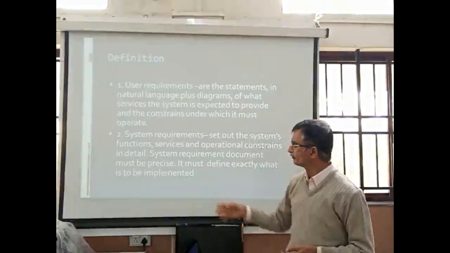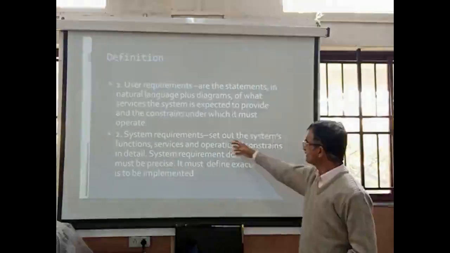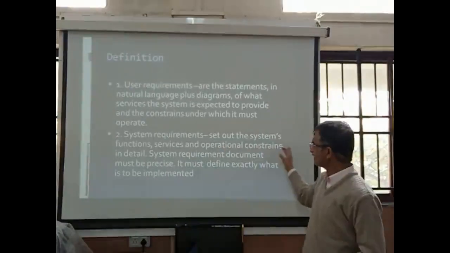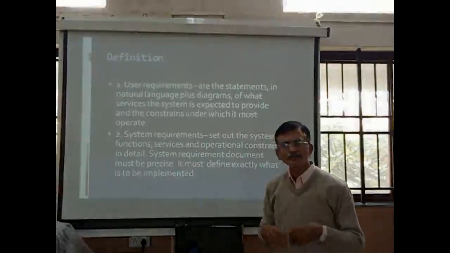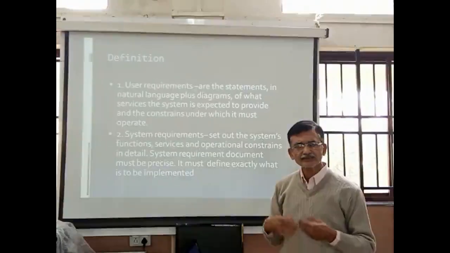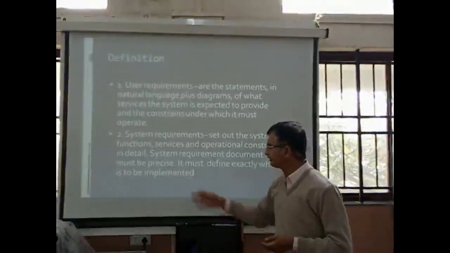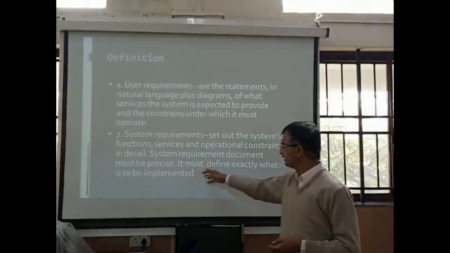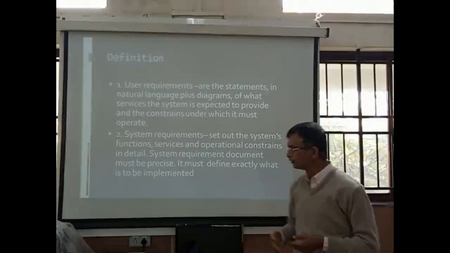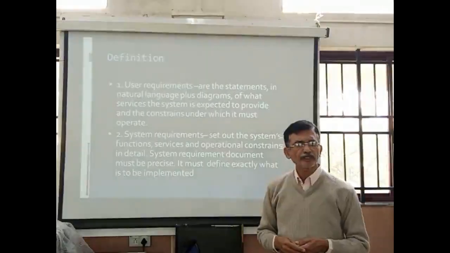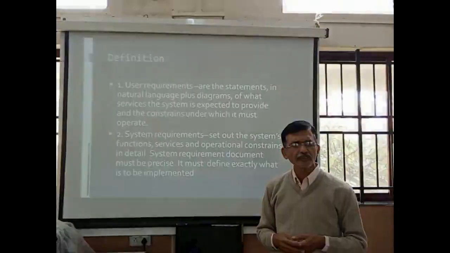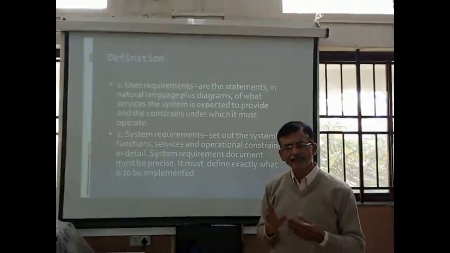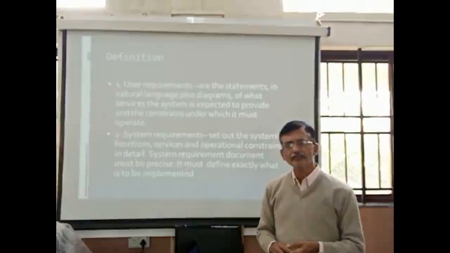Next, the system requirements set out the system's functions, services and operational constraints in detail. So once the user requirements are available, next come the system requirements. The system requirements document must be precise. It must define exactly what is to be implemented. So system requirements are going to set out the goals for the software. So these must be very precise and detailed and must be written down correctly.